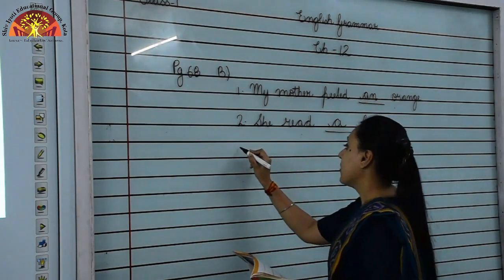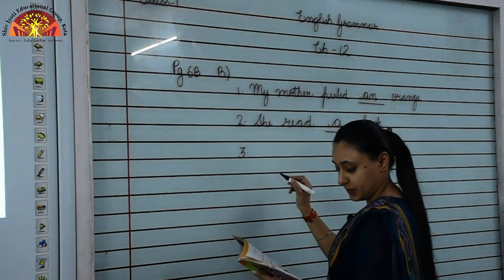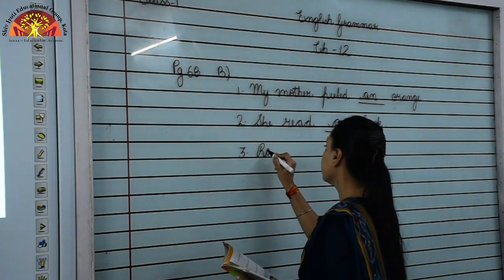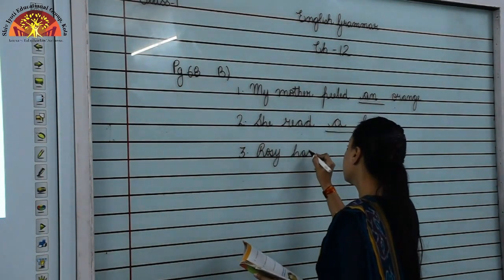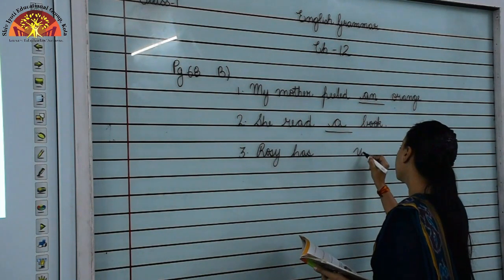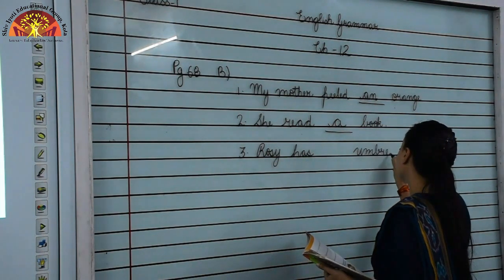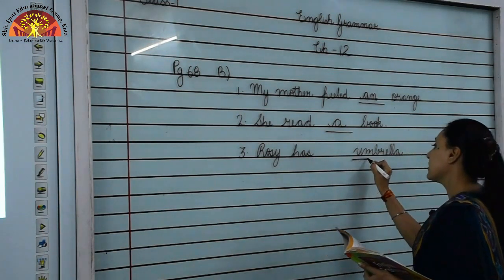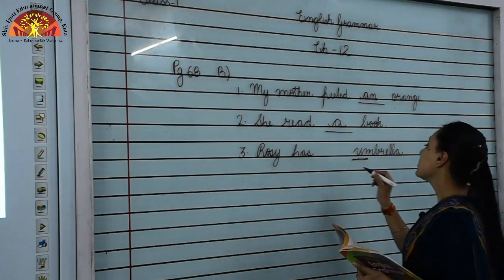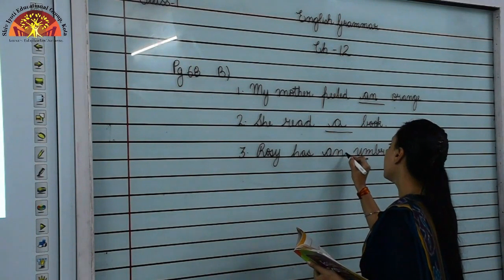Okay. Now, number 3, Rosie has dash umbrella. Children, umbrella is a vowel sound word. Look at the first letter, it is a vowel sound letter. So, we will add n before umbrella.